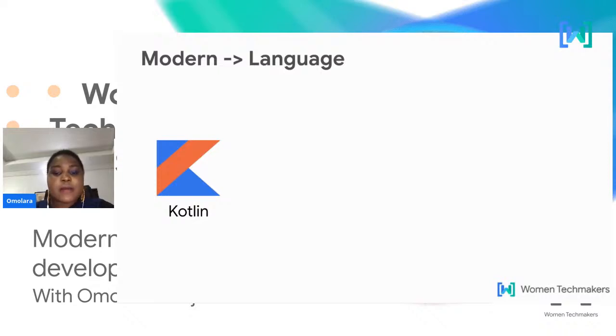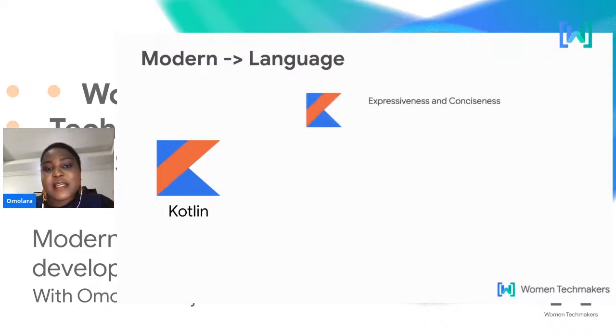So it's like making Java less verbose, in quotes, and making it easier for people to adopt Android development. So let's see the things that Kotlin is doing better now in 2020 that made Google choose it as the official language. So we see expressiveness and conciseness.